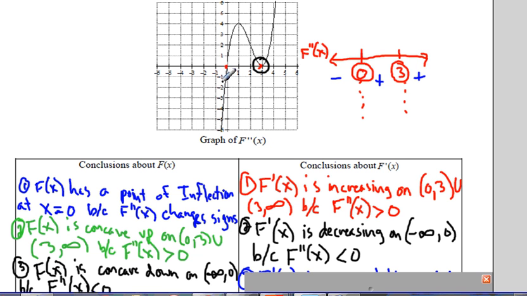Therefore, the first derivative is going to be decreasing. Just like what we learned about when the first derivative is positive, the original function is increasing. First derivative is negative, the original function is decreasing. That's what 1 and 2 are there.